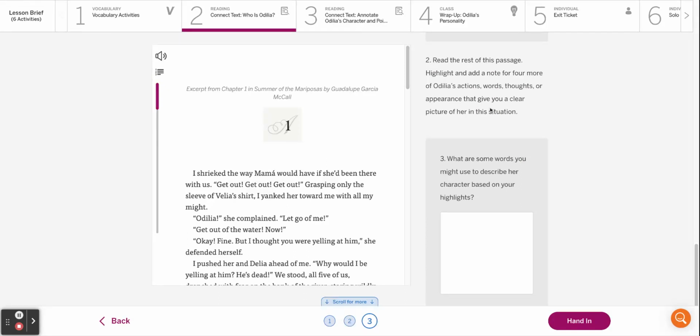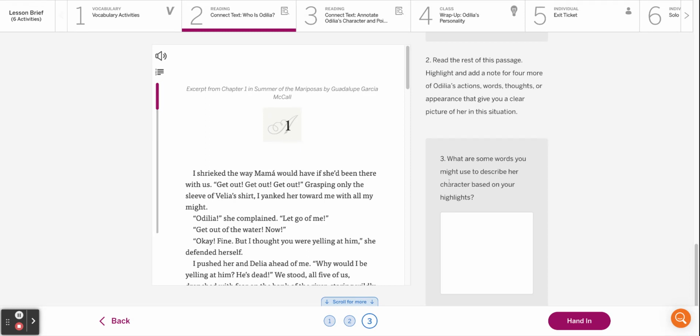You're going to reread the rest of the passage. Make sure you highlight and add a note for 4 or more of Odilia's actions, words, or thoughts. We're just going to do FAST for this. So all you're doing in this is going back into your highlights and adding a note that tells you what you understand about what you highlighted.